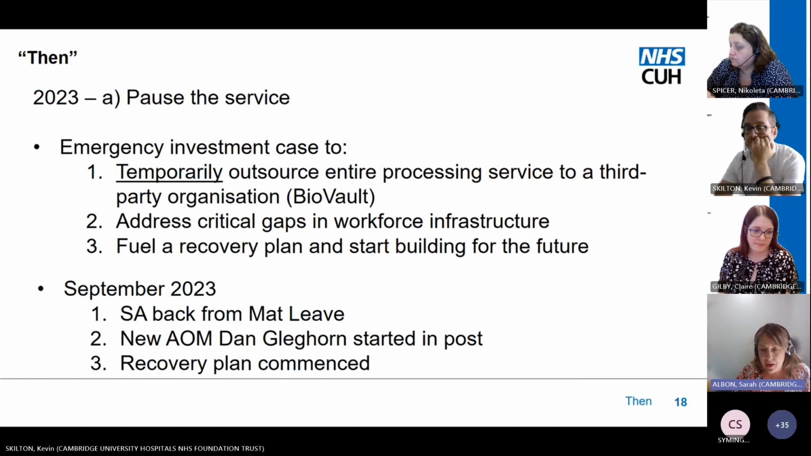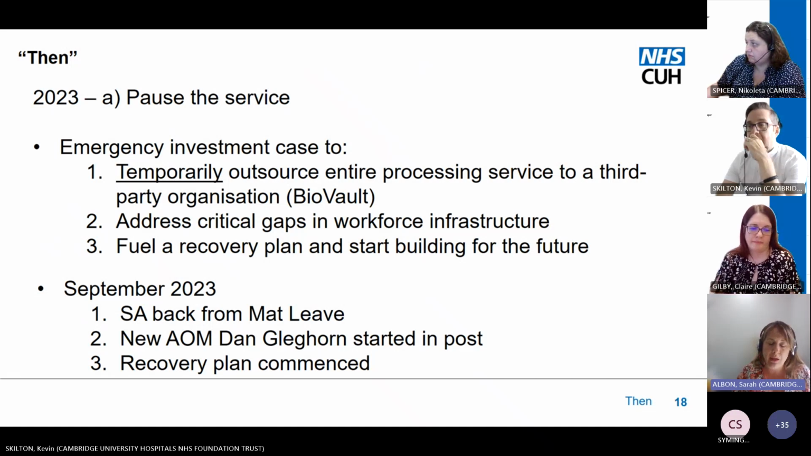So when I came back from maternity leave in September 2023, I was presented with a very, very, very broken department, but also the resources that I needed critically to start that recovery. And I started that together with a new member of staff, Dan Gleghorn, who can't join us today, who started in post using funds from this investment case as Associate Operations Manager to really get this recovery plan written down, put with KPIs to a time frame and to commence it.